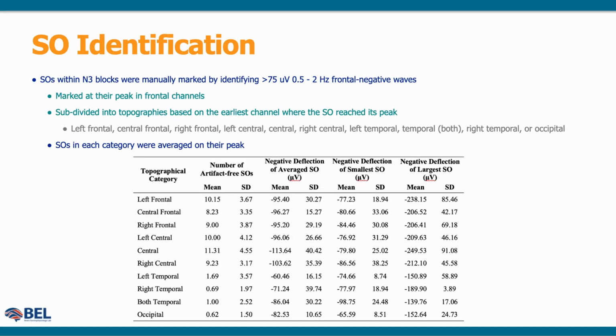The table shows the average number of artifact-free slow oscillations in each category per participant. You can see some categories were more frequent than others, like I said earlier, namely frontal and central categories. Note these are really low numbers, but the slow oscillations are very large amplitude components, and they require almost no averaging to get a decent signal to noise ratio. In fact, we've done quite a few single slow oscillation analyses, and the results are typically pretty clean.